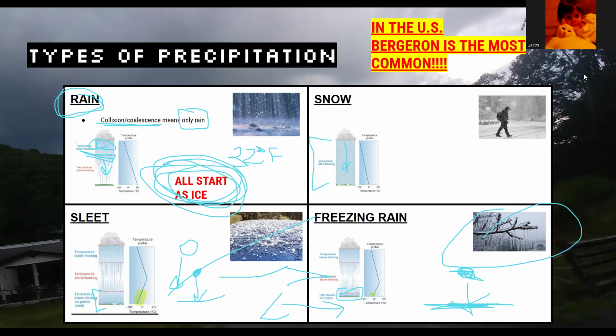But it's different for sleet because it has time to go back into a solid. There's a bigger gap right there. And as a result, it just bounces off because it already is frozen. So it doesn't freeze upon hitting the surface. It already is frozen. So that's the difference. Remember what I said, the Bergeron process is a lot more common.